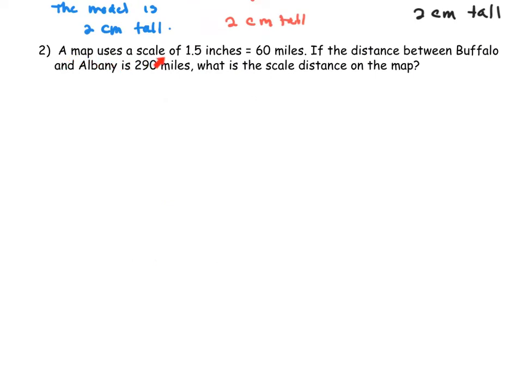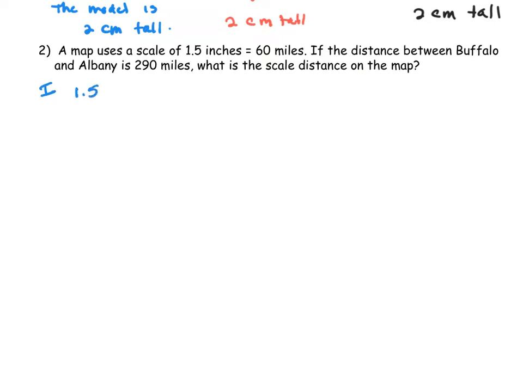A map uses a scale of 1 5/10 inches equals 60 miles. If the distance between Buffalo and Albany is 290 miles, what is the scale distance on the map? So we'll start once again with our proportional method.